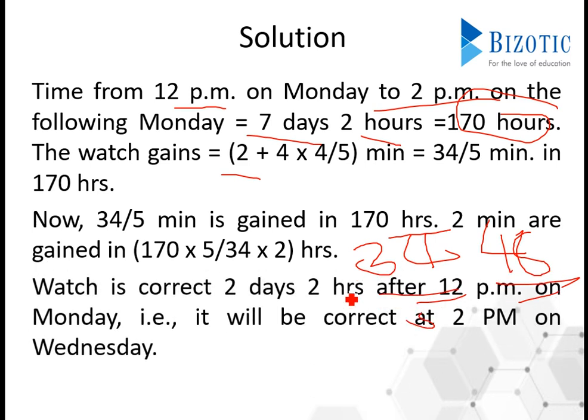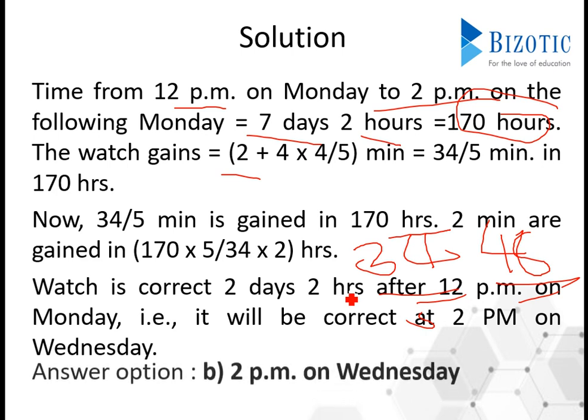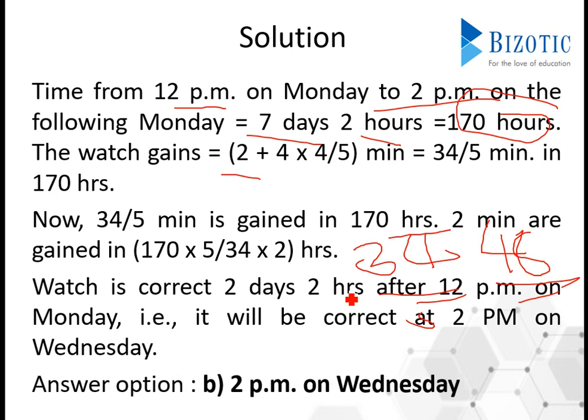So which will give you, the watch will be correct 2 days 2 hours after 12 p.m. on Monday. So add 2 days, which will give you Wednesday, and 2 hours to 12 p.m., which will give you 2 p.m. on Wednesday. So that will be your right answer.